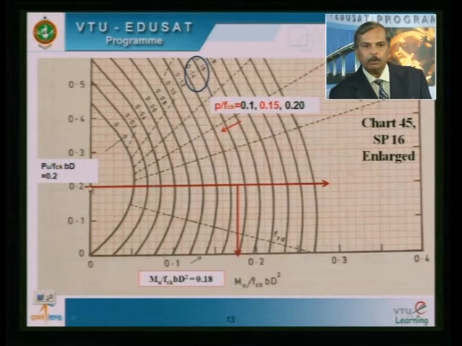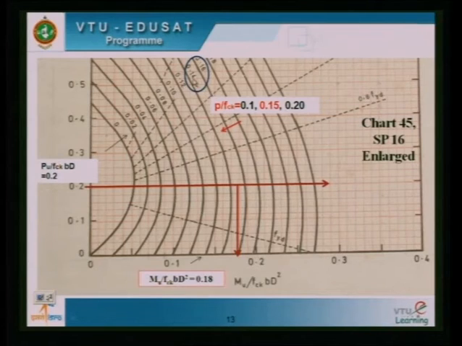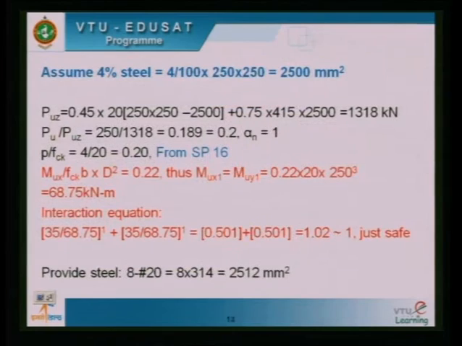So corresponding to the same 0.2, going up to Pu by fck bd equal to 0.15. You can see here 0.14 and 0.16 you have the line. For 0.15 you don't have the line. You can pick up an approximate line in between and pick up the point corresponding to Pu by fck bd equal to 0.2, and then run a line so that it cuts the horizontal axis. Corresponding to that another parameter is 0.18. This is the 0.18 we used, and the interaction value has been checked.